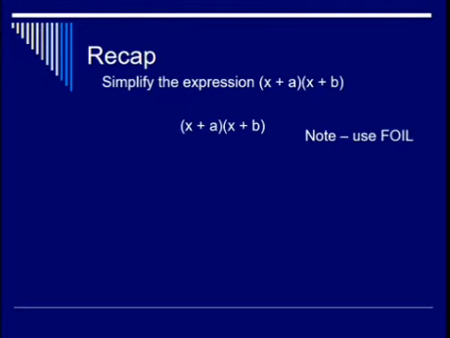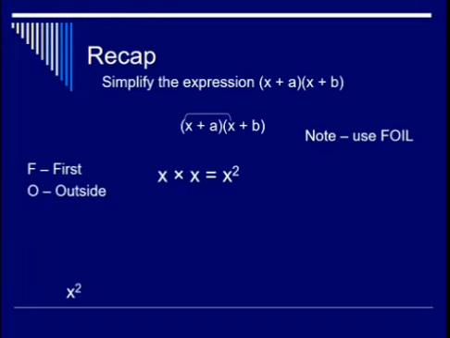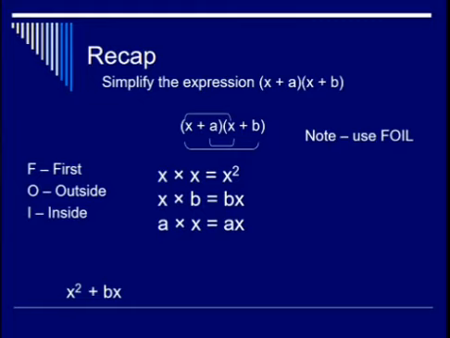Note you can use this word FOIL to remember how to multiply them. You can multiply the first with the first, so x times x is x squared, x to the power 1 multiplied by x to the power 1, same base, we add exponents. Or we multiply the outside, so x times b is bx, and you multiply the inside, so a times x is ax, and you multiply at the end the last, a times b is ab.